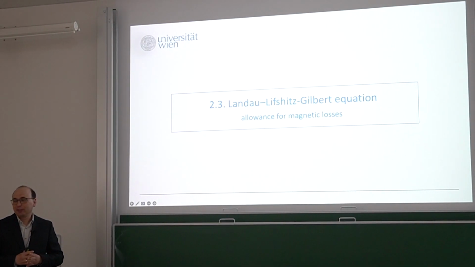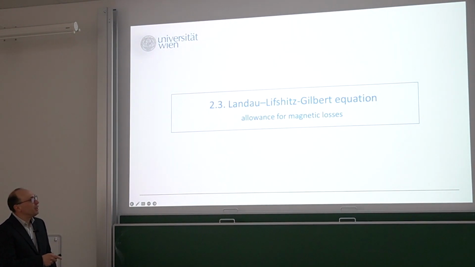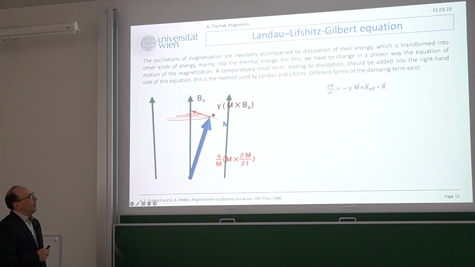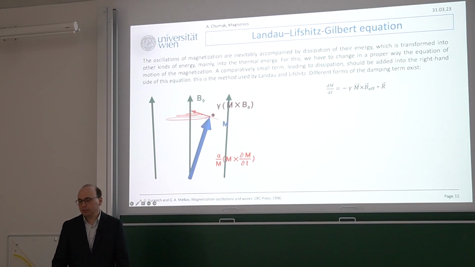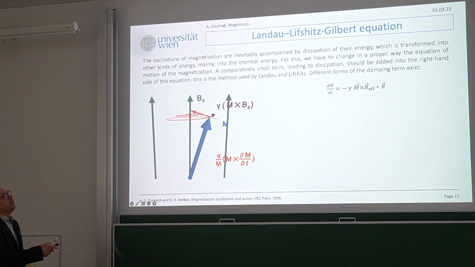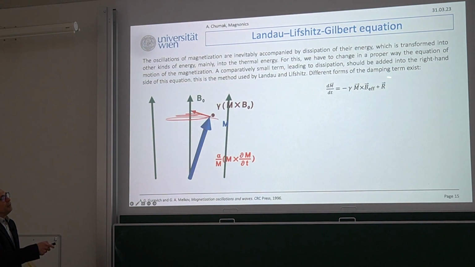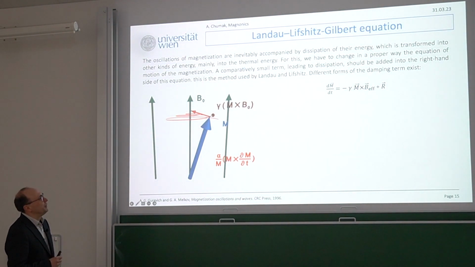Good morning, everyone. We continue our lecture 2, and today we discuss the Landau-Lifshitz-Gilbert equation, taking into account magnetic losses. Strictly speaking, this equation, dM over dt minus gamma M cross product B, is not really the Landau-Lifshitz equation. It was very simple, and it comes directly more or less from mechanics. For the proper Landau-Lifshitz equation, you need another term, R, which means that you need to take into account a damping term in your equation. So then this is a proper Landau-Lifshitz equation.